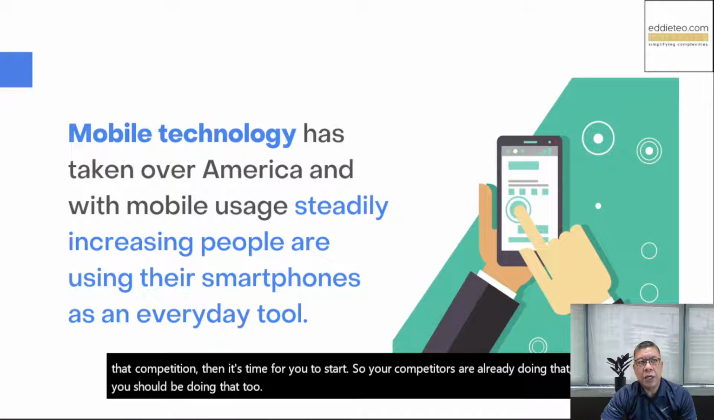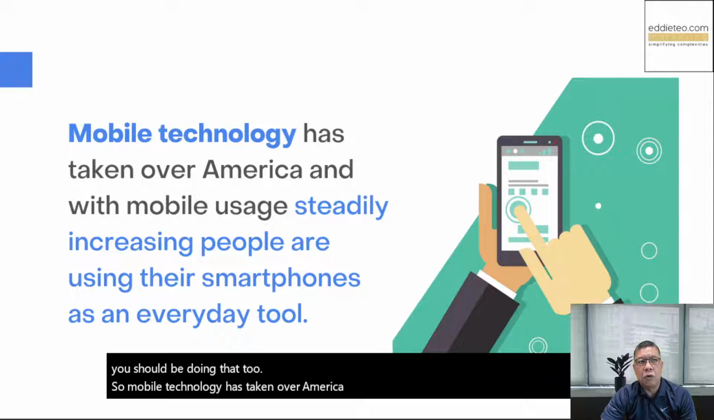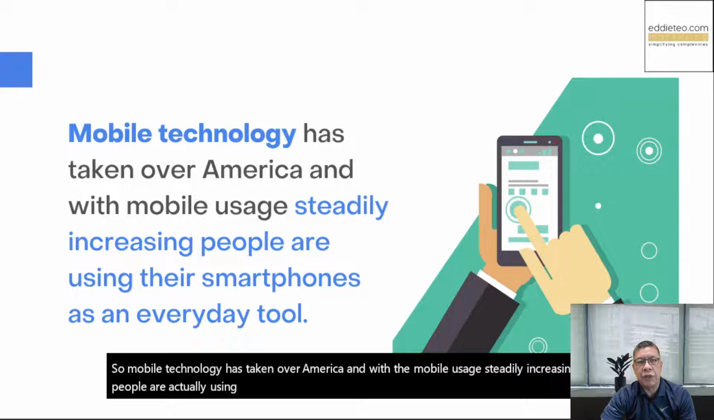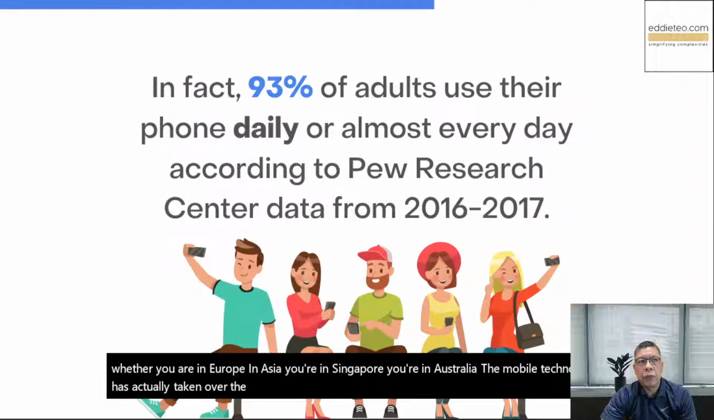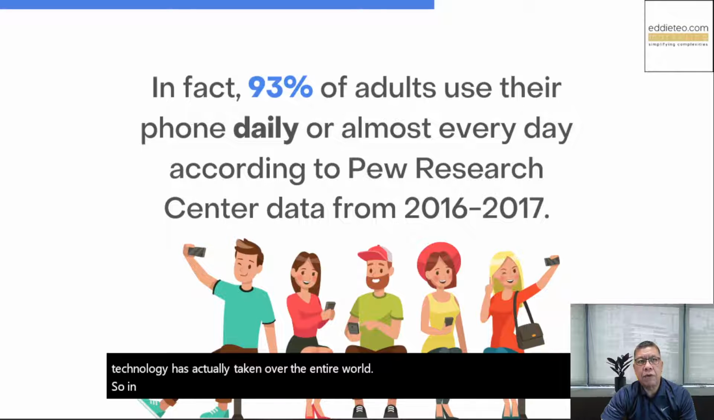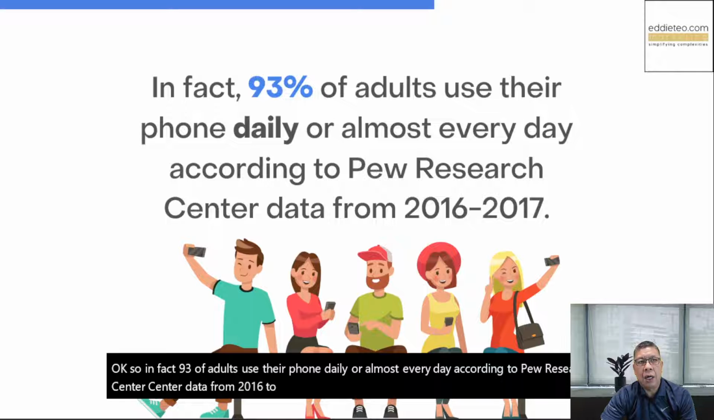So mobile technology has taken over America, and with mobile usage steadily increasing, people are actually using their smartphones as an everyday tool. This is applicable whether you're in Europe, Asia, Singapore, or Australia. Mobile technology has actually taken over the entire world. Okay, so in fact, 93% of adults use their phone daily or almost every day, according to Pew Research Center data from 2016 to 2017. In fact, today I can see the figure probably closer to 100%.